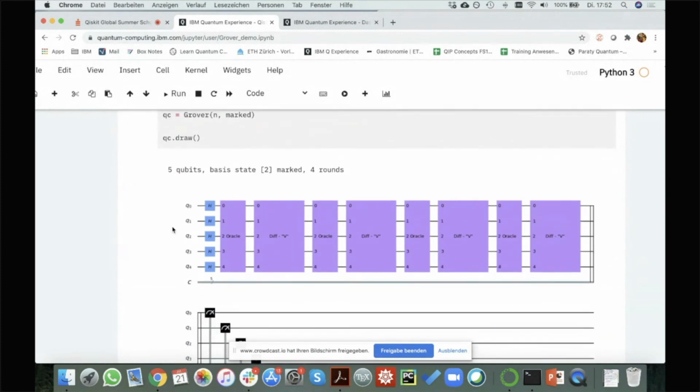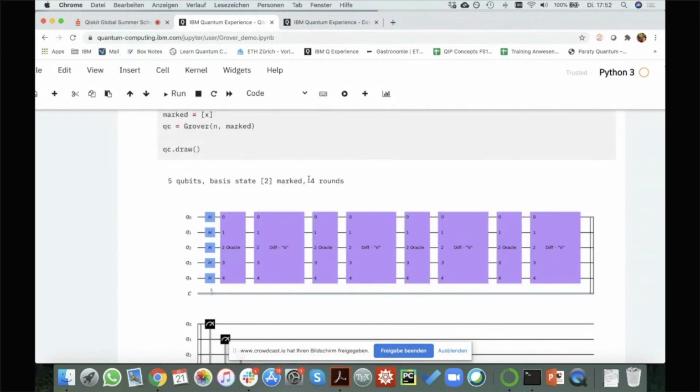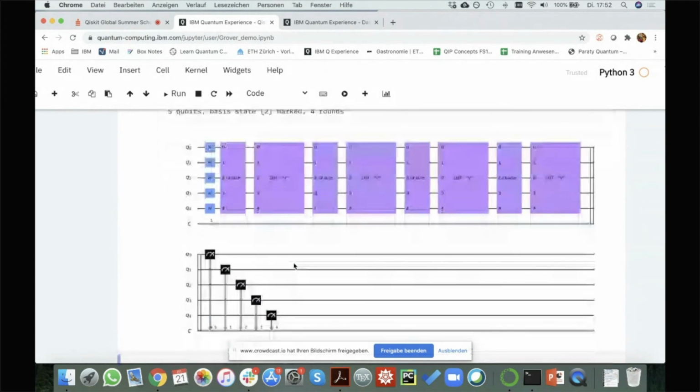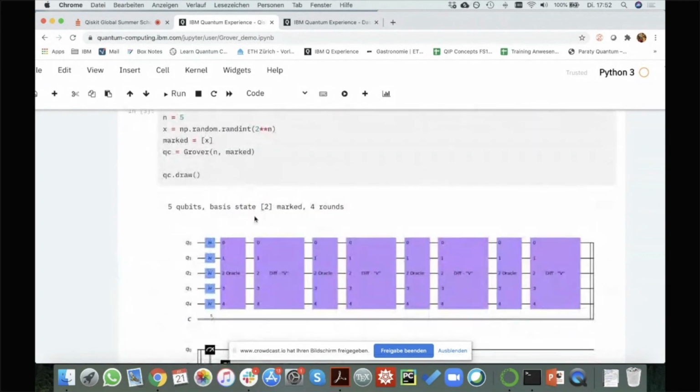Okay, so now you can see the information that I printed: I have 5 qubits. The basis state that I've marked is the state 2. And this means that I need to run 4 rounds, given 5 qubits and 1 marked element. So we see we have Hadamard on all qubits, then oracle and diffuser 4 times, and then the measurement in the end, and then we will get the outcome. So this is just as expected.